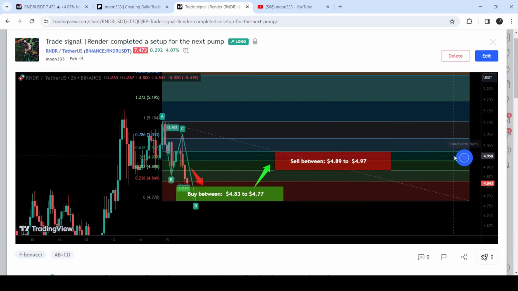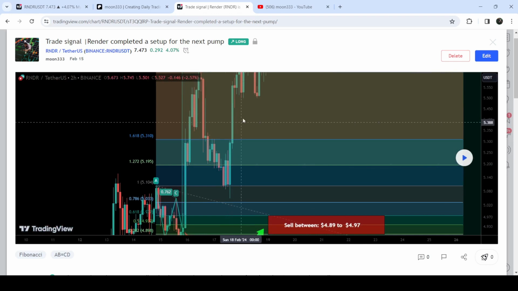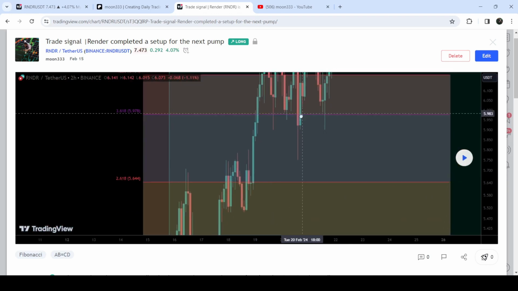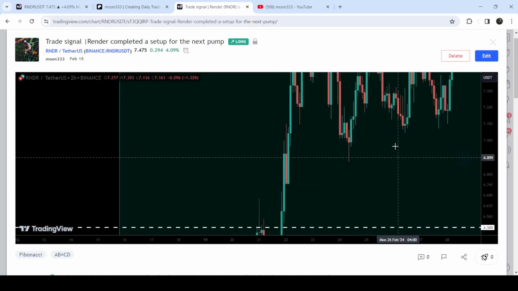And if I play this chart, then you can see that the price has started a very massive reversal from this buying zone and rallied beyond the sell target zone. And so far, it has rallied almost 70%.